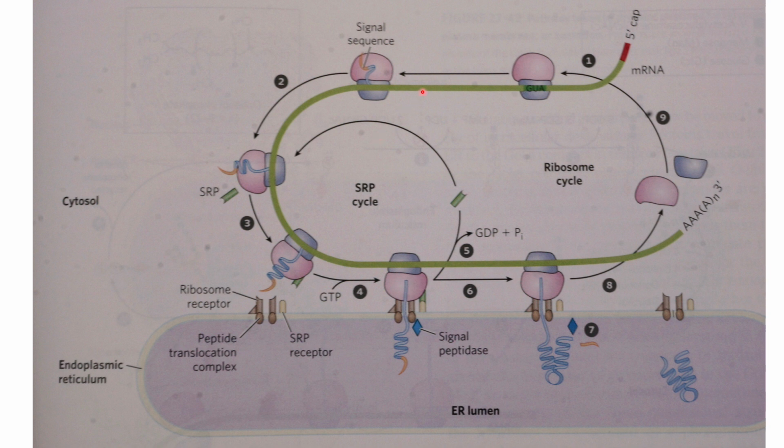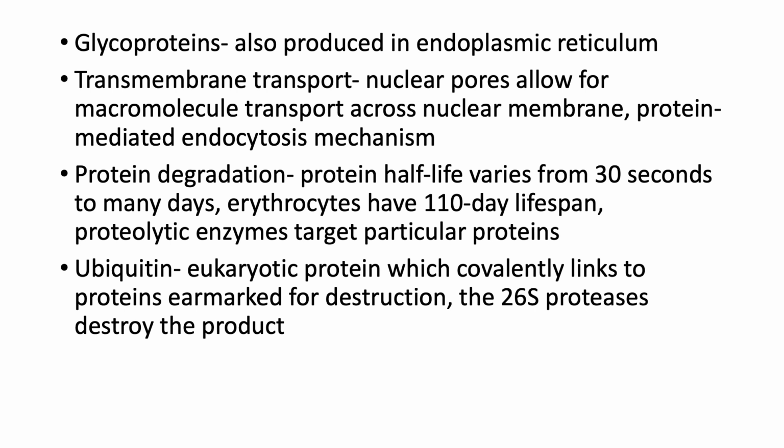So this is a case where you get the signal sequence occurring within the cytosol, and the endoplasmic reticulum then takes the growing protein and modifies it over time. And this is the messenger RNA component right here with the 5' cap, and the protein grows over time and then goes into the endoplasmic reticulum and gets revised there. You have a ribosome cycle, an SRP cycle, and the lumen. Glycoproteins are also produced in the endoplasmic reticulum.